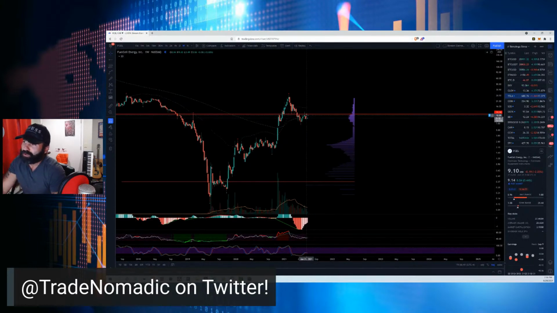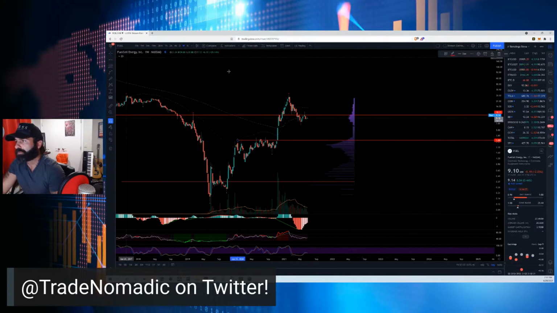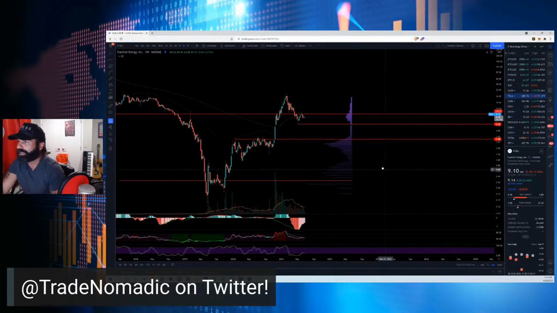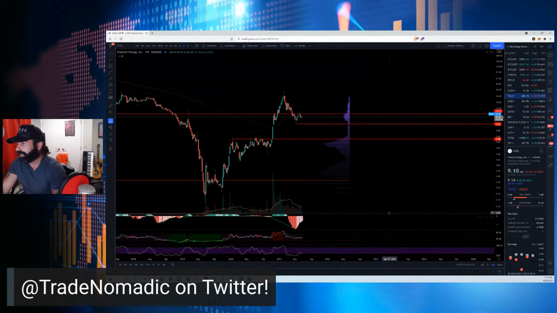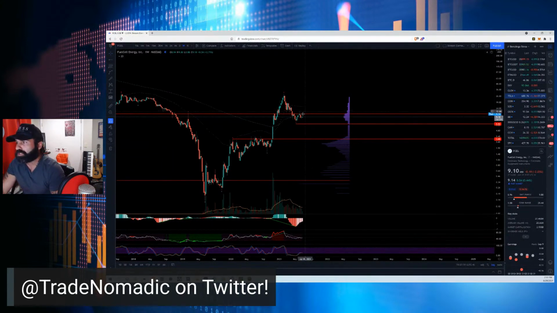The only part of this I don't like is it looks like you broke support and now you've hooked and back tested it as resistance. So until you get back above that, I would be a little bit cautious, because your next zone down on FCEL is going to be down here at about $3. As long as you stay above this zone up here between 642 and 1071, you're good. It's kind of a big range. I get that, but if you were taking a long position on this, what I would wait for personally.